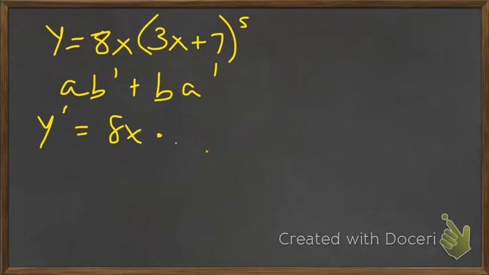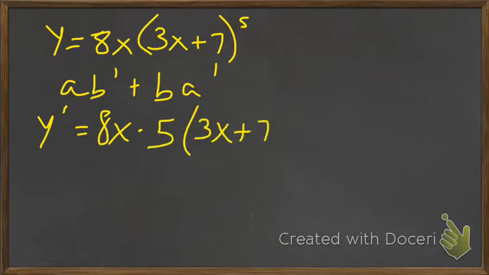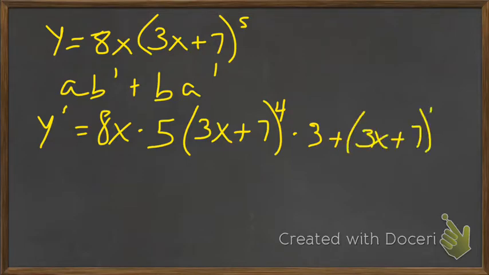Now, maybe we would like to see that in slow motion again. The first factor is 8x. To differentiate the second, we take that 5, put it out front, drop the power, and differentiate the inside. Now the second part of that product rule says, let's bring the second factor, whatever it is, as it is, and then the derivative of the first. The derivative of 8x is just 8.